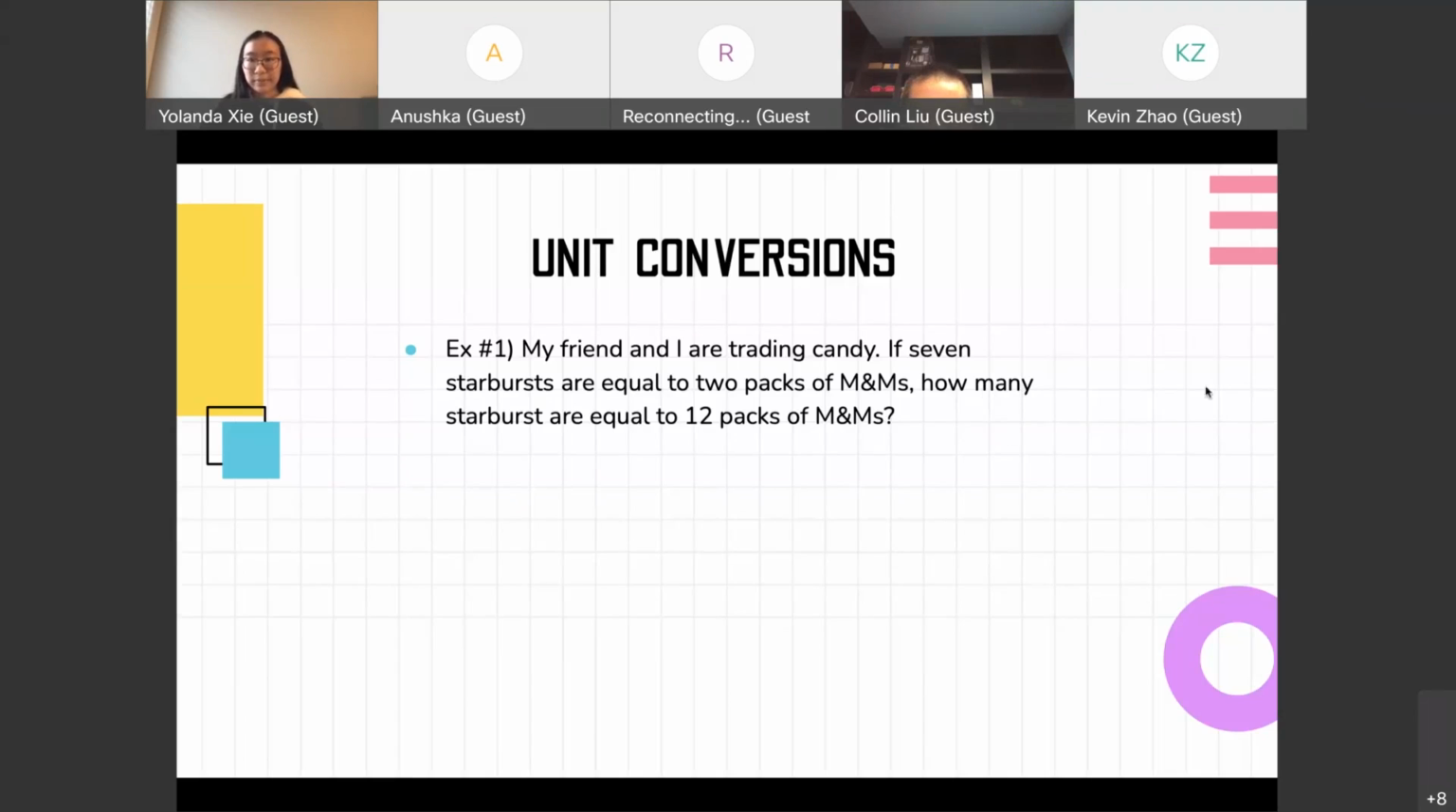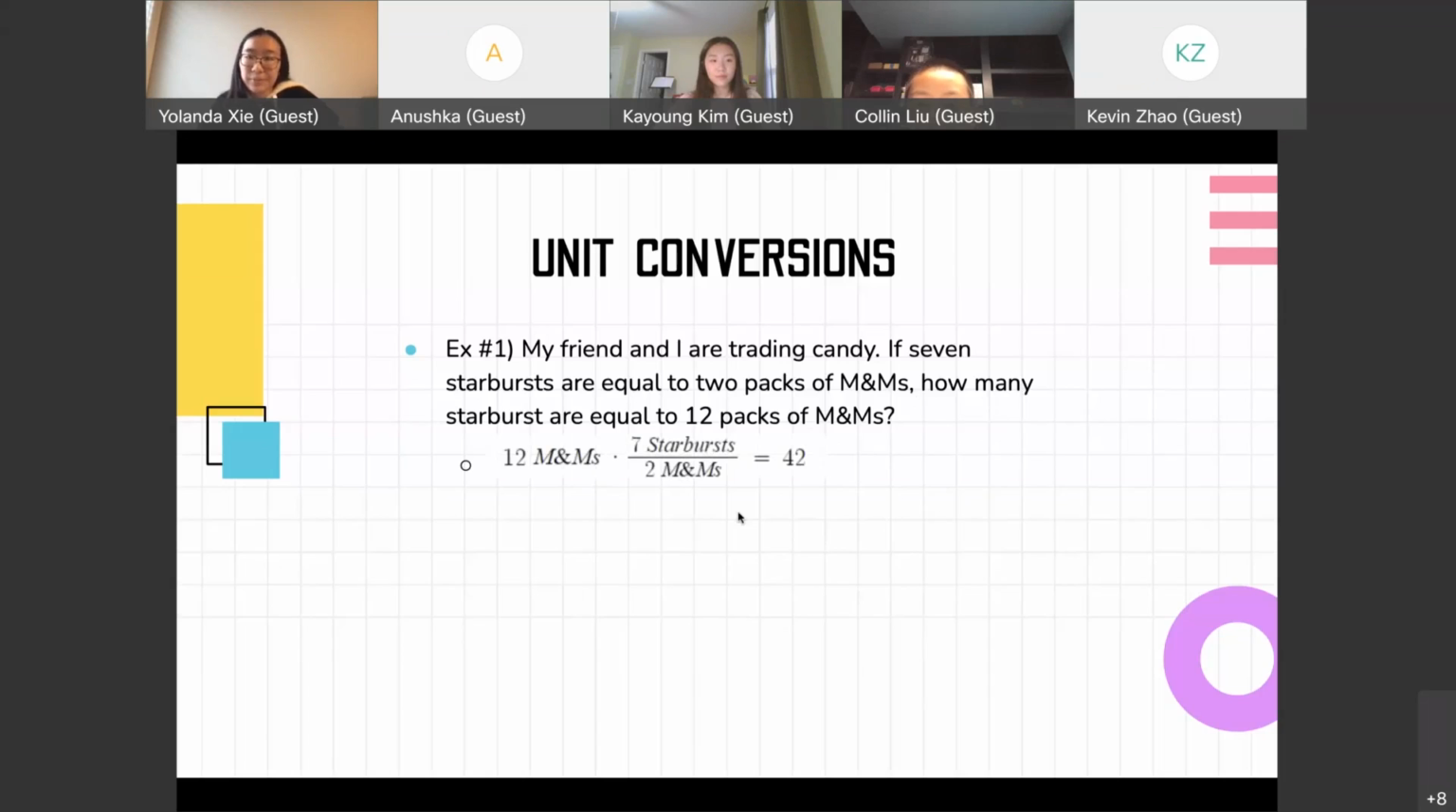Don't we find rate with distance and time? Yeah, that's exactly right, and we'll go into that in a little bit. But right now we're going to focus on unit conversions. Do we just say it if we know it? Yeah, you can. So that would be equal to 42 Starbursts. Yep, exactly.